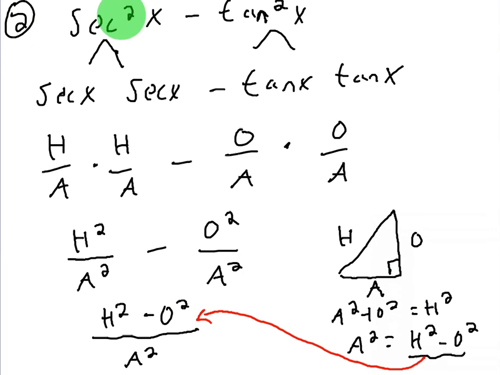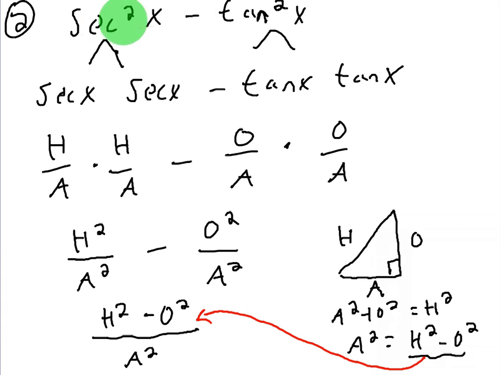For our next proof, we are going to be investigating secant squared of x minus tangent squared x. Now in the last proof, we had a plus sign here with sine squared plus cosine squared. Now we're going to have a minus, and you're going to see why there has to be a minus there. You're going to see why the plus just will not work.